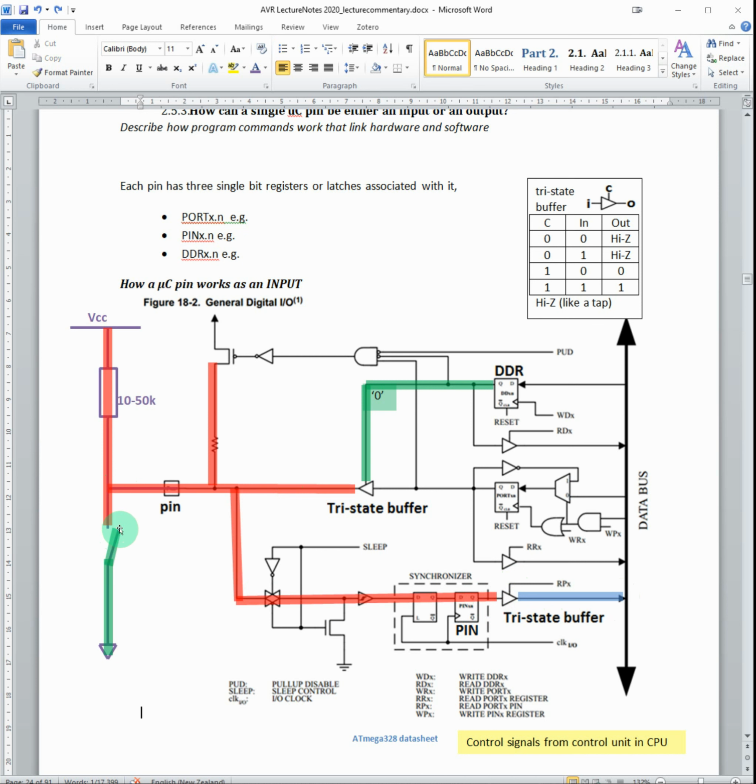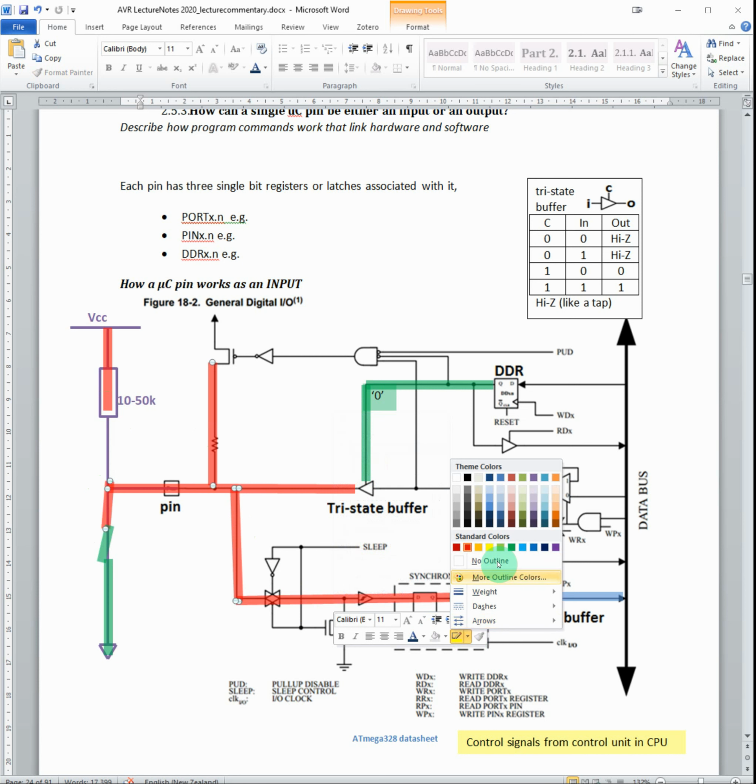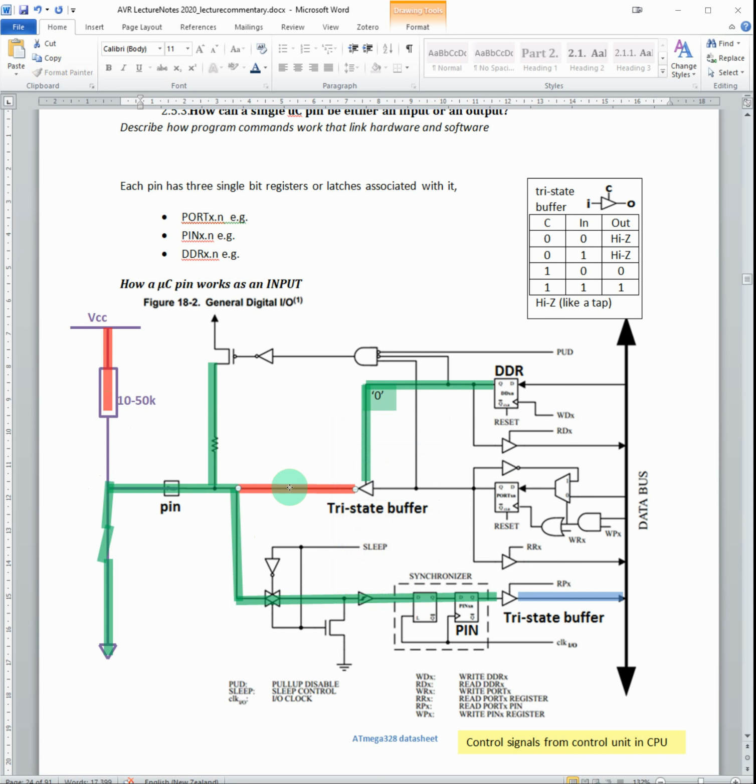Of course, if I close this switch, what happens is that this point here goes low, this goes low. Let's just grab this. This goes low, and we'll just highlight these as low all the way through. And a 0 will go through to our microcontroller. Okay, so when we pull this, this is all low, and a 0 will go through to say that the pin is in a low state, and that will then be fed onto the data bus. So that's how it works as an input.